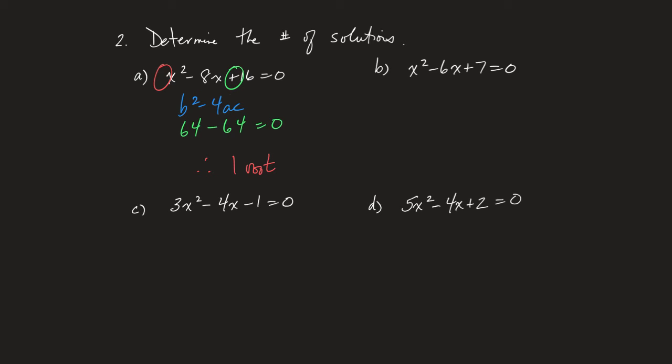I take a look and I notice it's in standard form. I see the constant at the end. If I can't factor quickly, I'm using my discriminant to determine my number of roots.